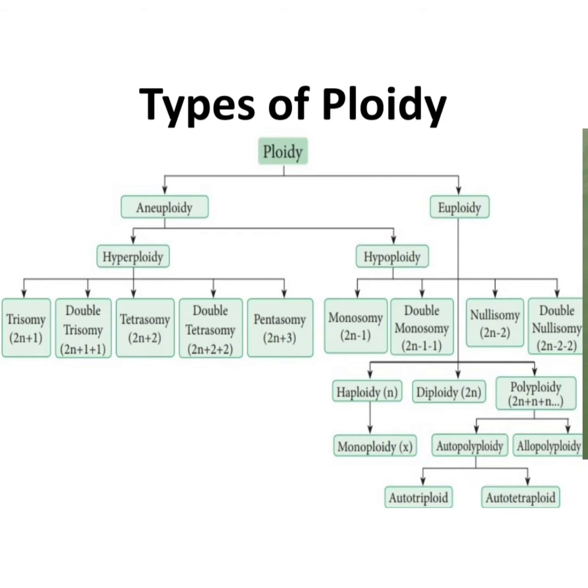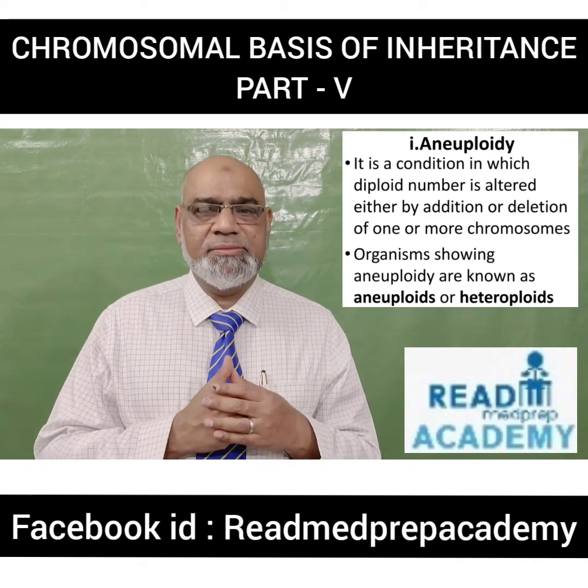Euploidy is further classified into haploidy, n, diploidy, 2n, and polyploidy, 2n plus n and goes on. Haploidy is of only one type called monoploidy, whereas polyploidy is of two types, autopolyploidy and allopolyploidy. Autopolyploidy is autotriploid or autotetraploid. Now let us discuss one by one.